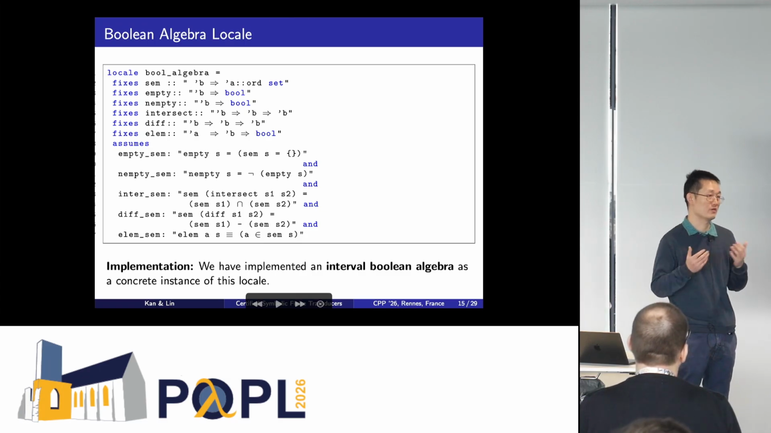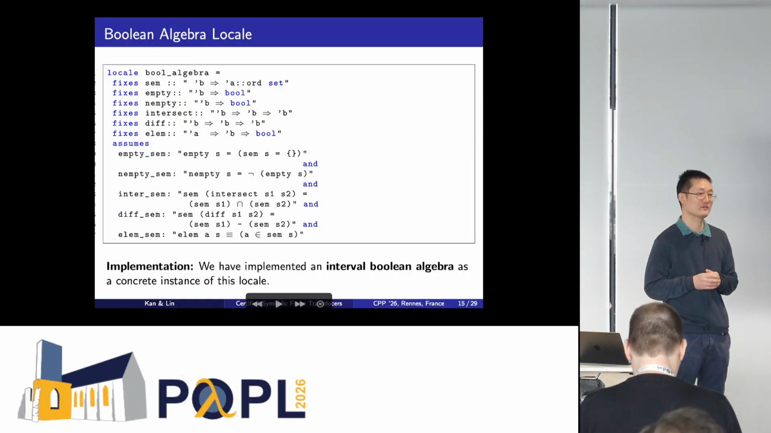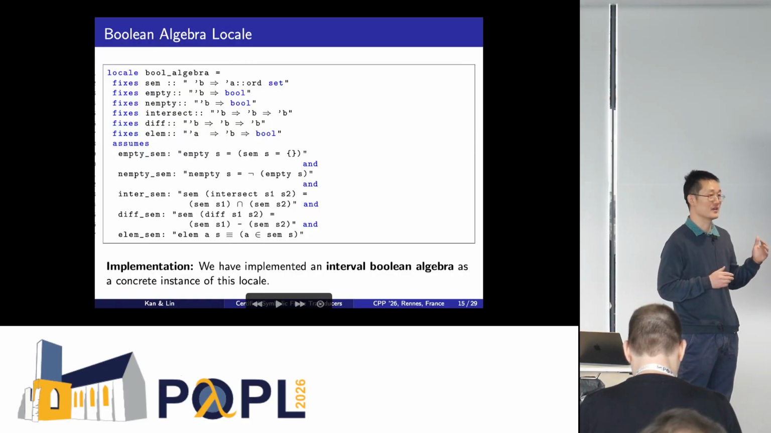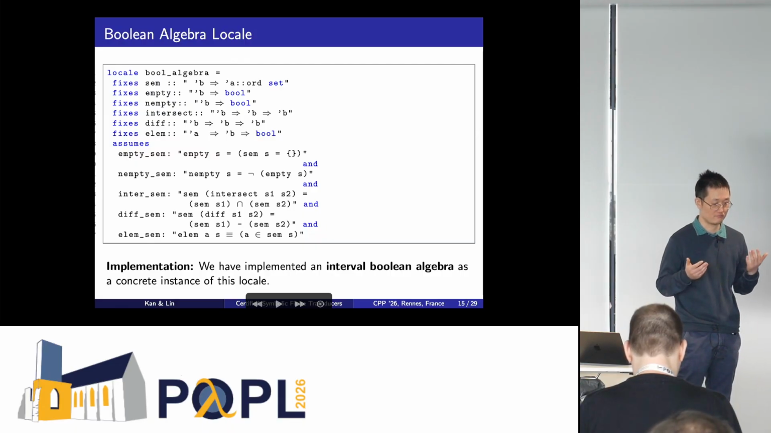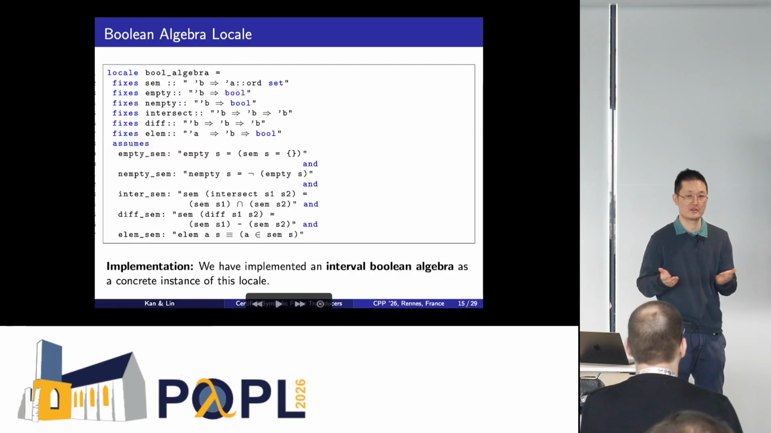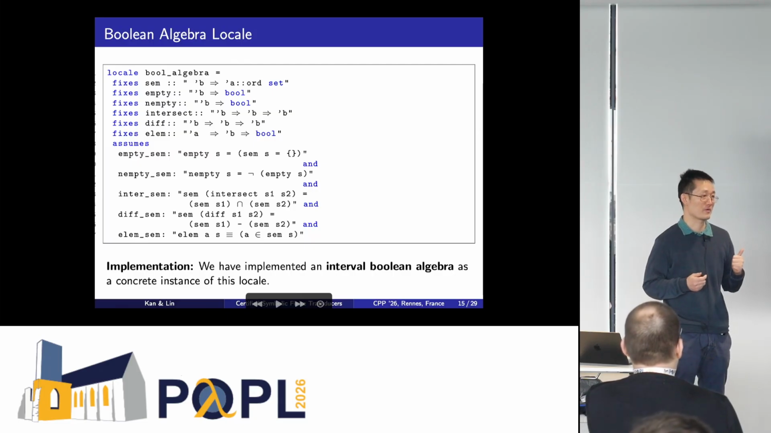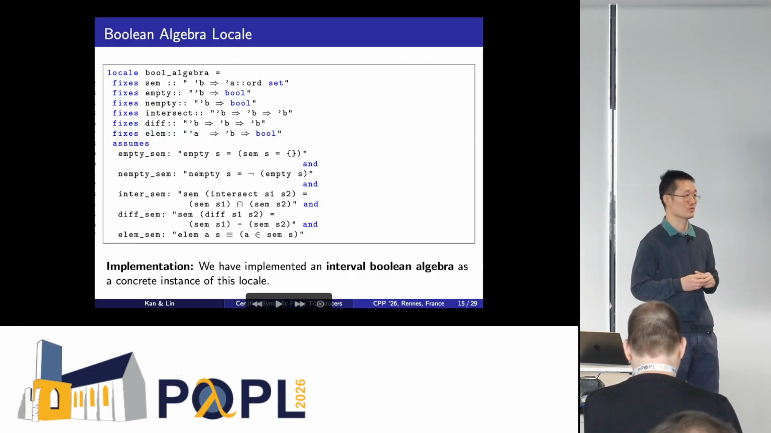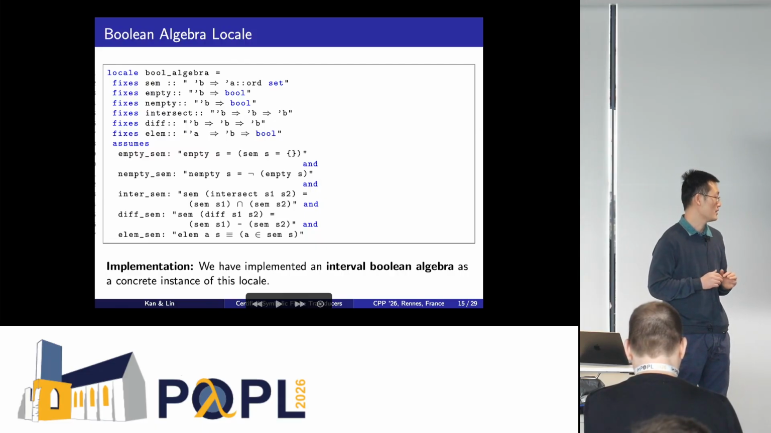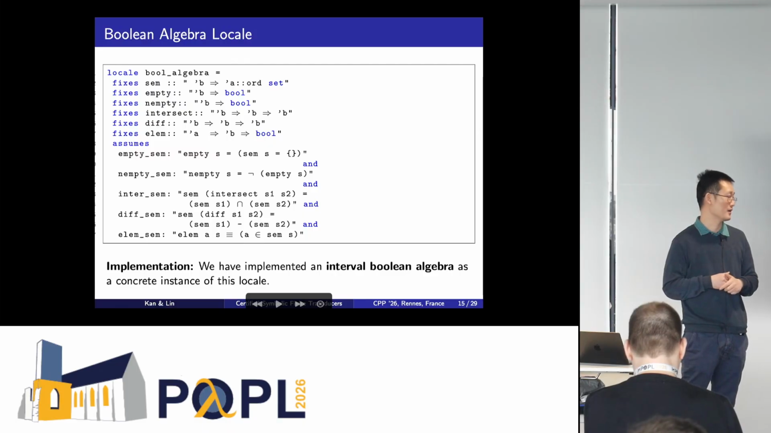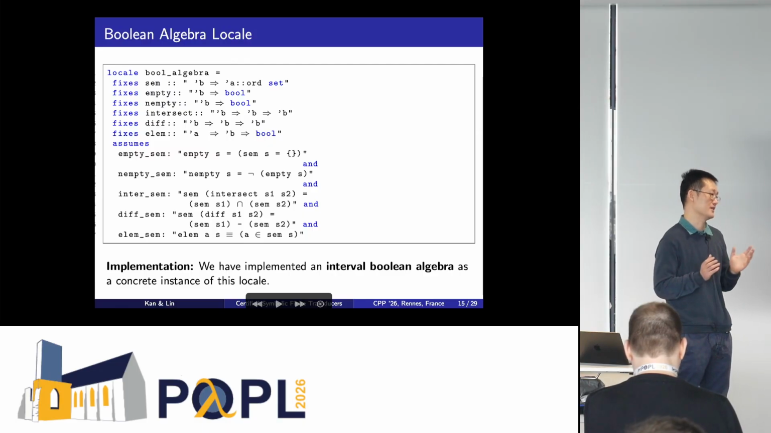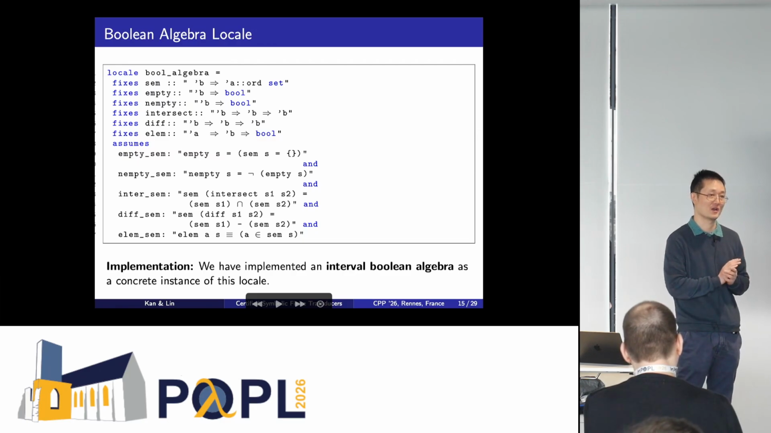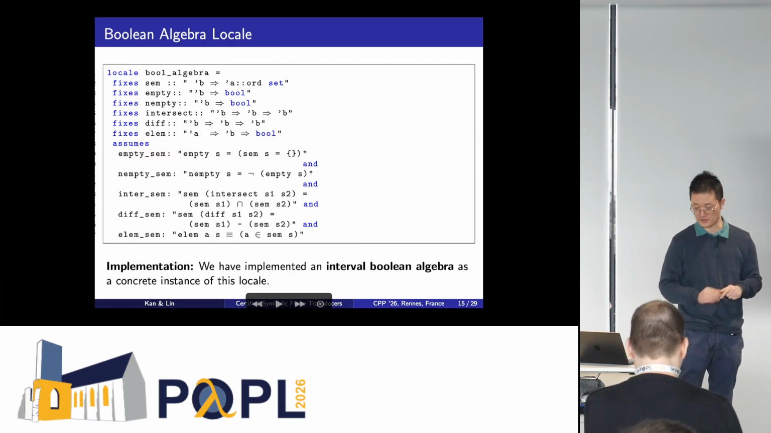This is the Boolean algebra locale we define. At the abstract level, we define the semantics of your Boolean algebra, what set it represents, and a lot of operations like empty, intersection, difference, and membership, together with a bunch of assumptions to define the correctness of your operation implementations. So our interval Boolean algebra implements this locale and is then automatically integrated into the formalization of transducers.